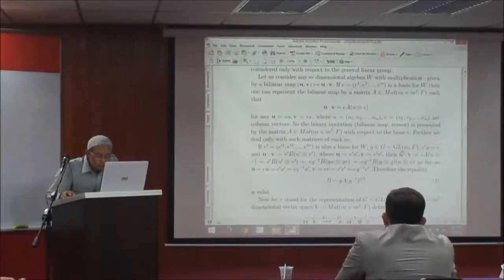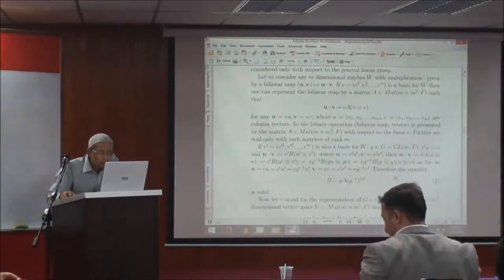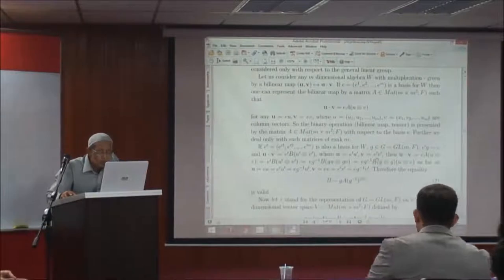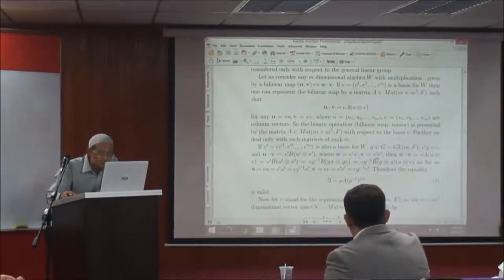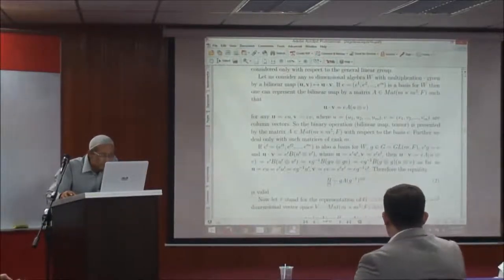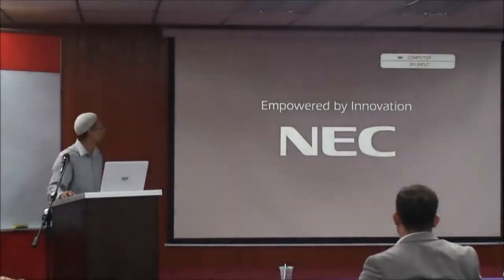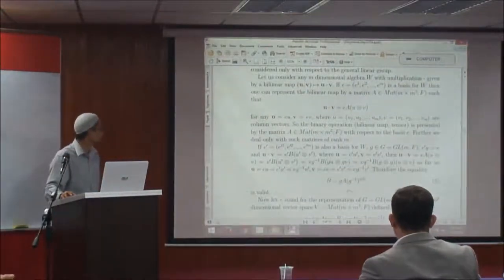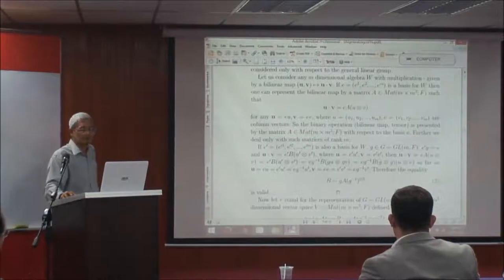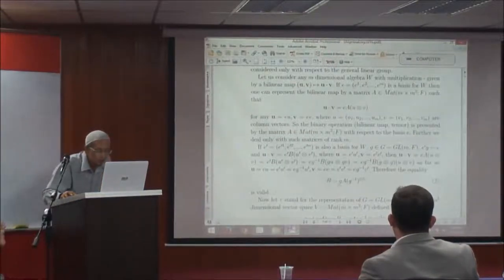Assume that you are changing basis, for example, in this case. This is one basis, and E prime is another basis. If you denote the matrix of the corresponding structure constants for E prime by B, they are related in this form. This is for one basis, this is for another basis.